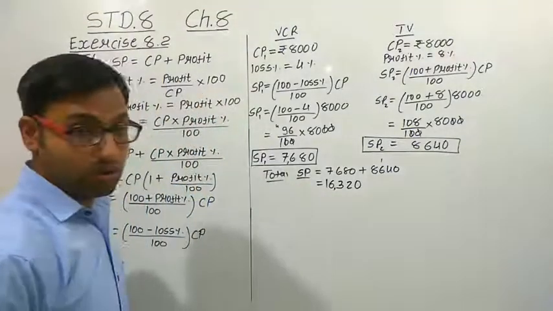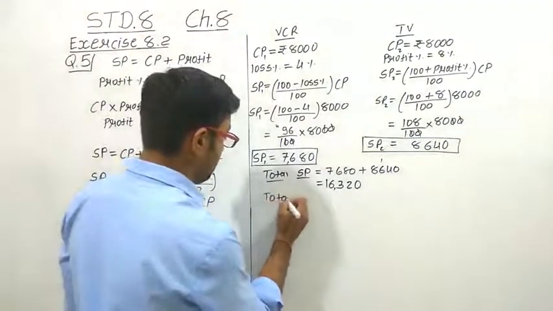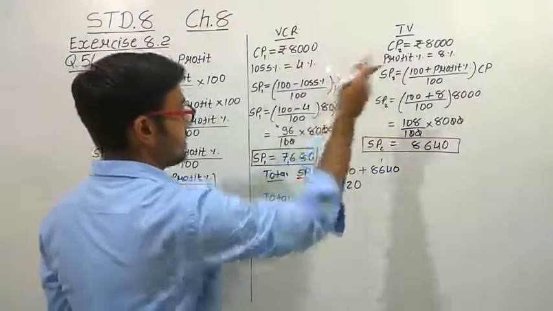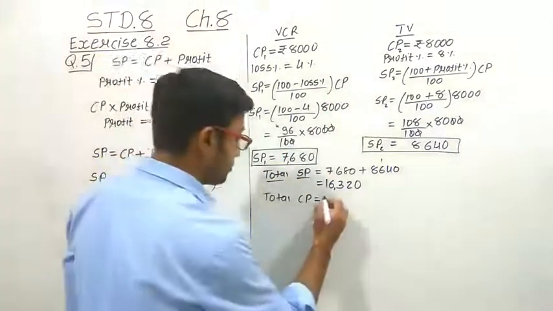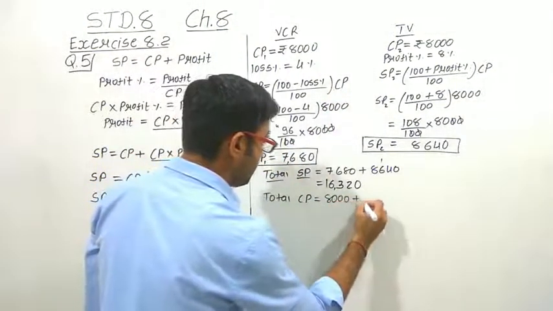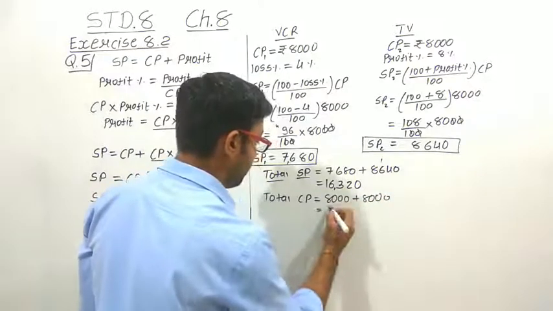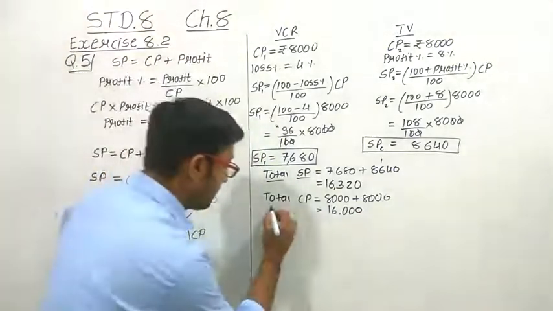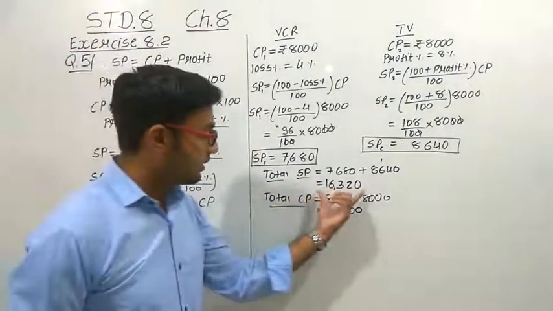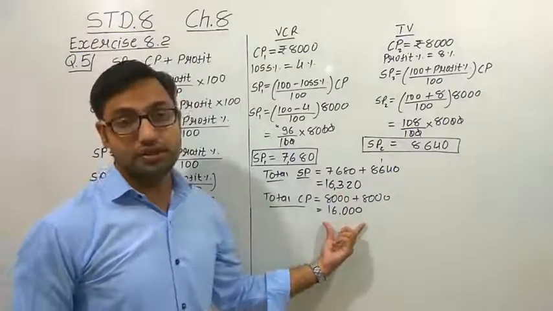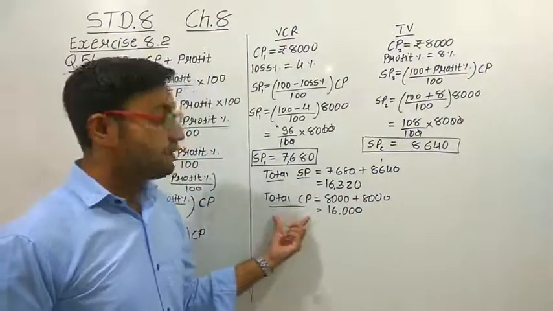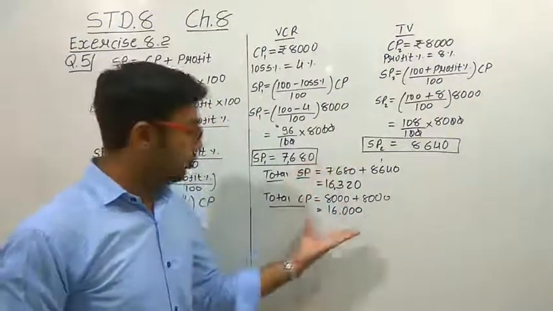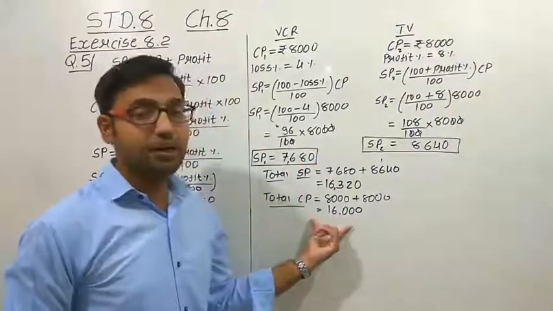Now what is the total cost price? Both have the same cost price, so the total cost price will be 8,000 plus 8,000, and that will become equal to 16,000. So you can see that here the total selling price is greater than the total cost price. What is the meaning of this? This means that the shopkeeper made a profit because the selling price is higher and the cost price is lower. So he is making a profit.